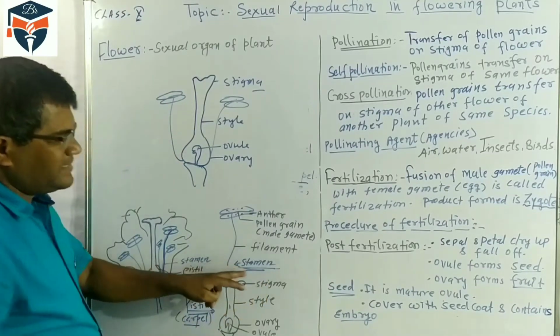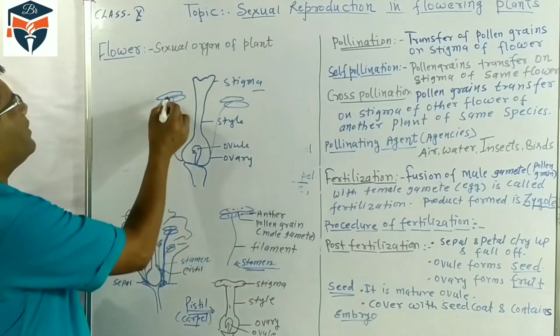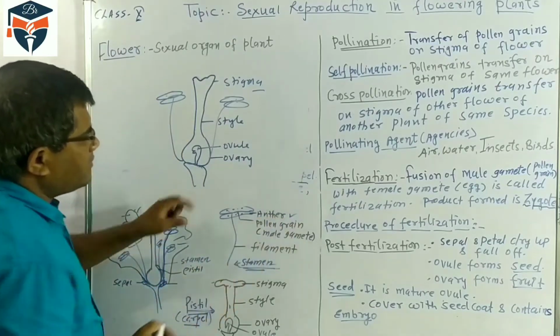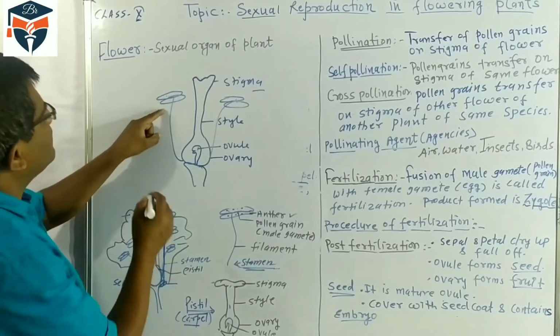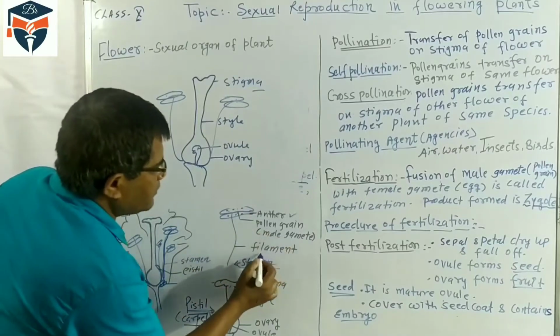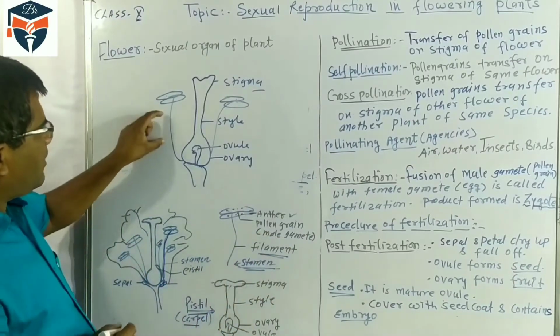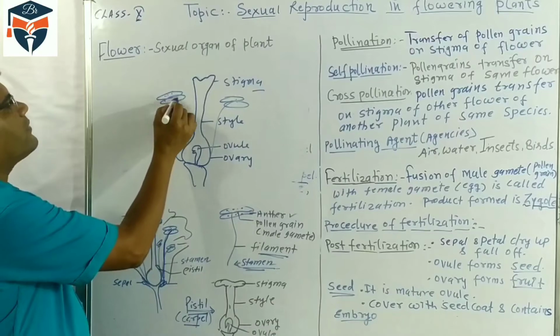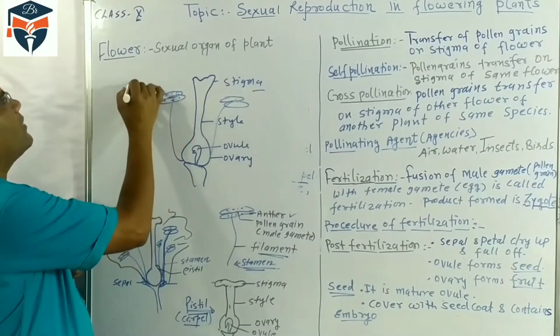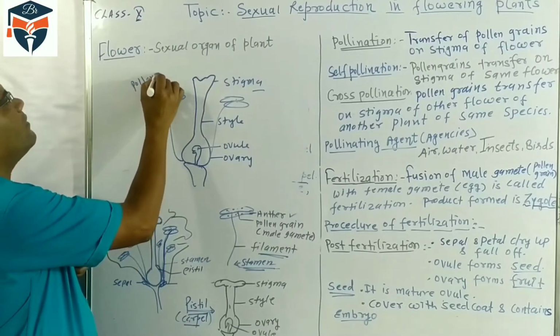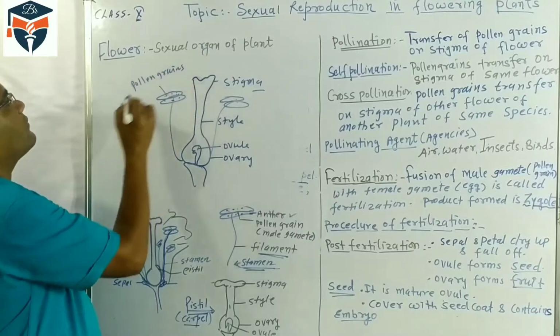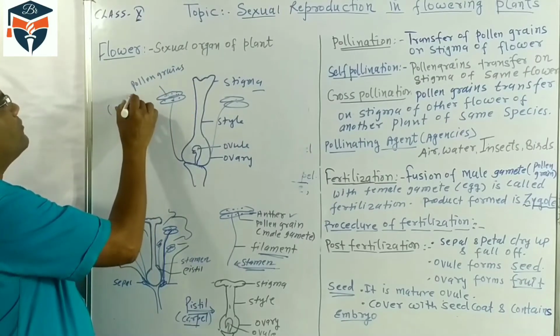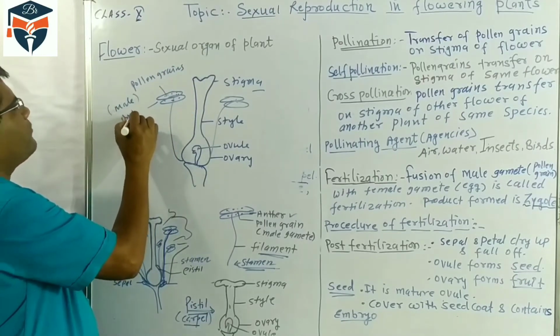It is called the stamen. Each stamen has an anther. This structure is called the anther. This structure is called the filament. And inside the anther, some pollen grains occur. These are the pollen grains, or what we call male gametes. So male gametes occur in the anther.